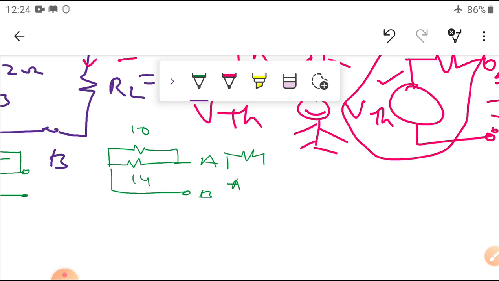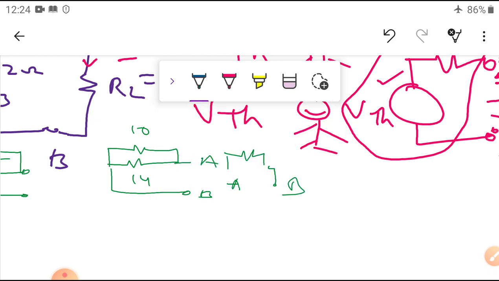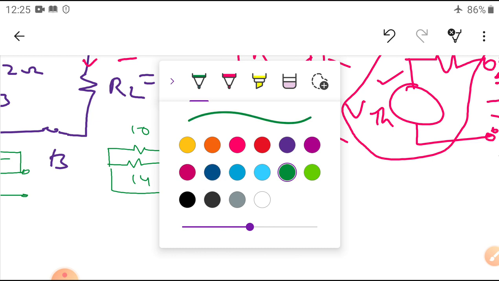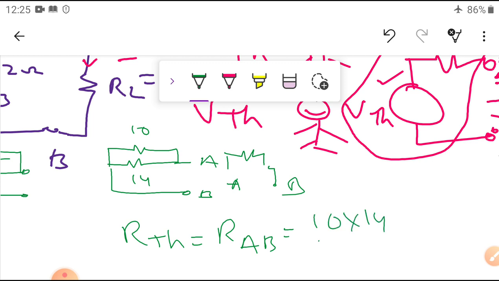Okay, what is the equivalent value? This is the value, B. Then, okay, so this equivalent value is equal to R Thevenin or R AB across the AB, which is equal to 10 into 14 divided by simply 24. Then we are going to get 5.833 ohms. This is the R Thevenin.